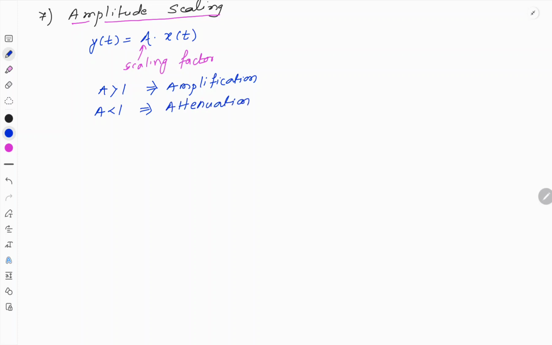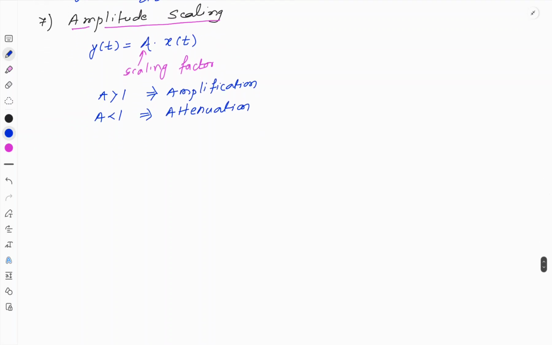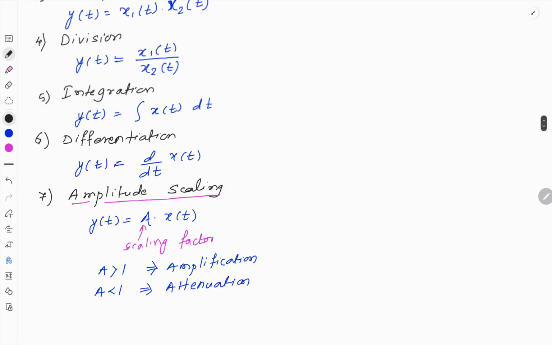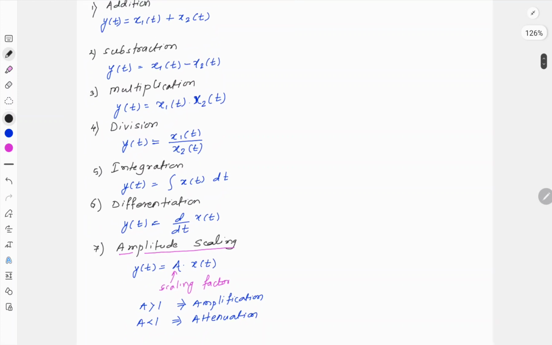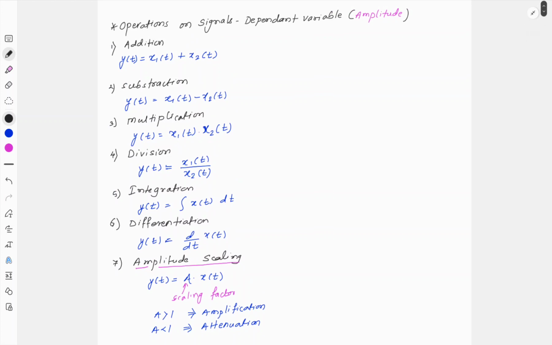It means that if I want to change the amplitude of a signal, I will be multiplying the amplitude with a factor a, and if this a is greater than 1, the amplitude of the signal is going to rise. Hence this operation is called amplification. If the factor a is less than 1, let's say 0.5, the amplitude of signal x will be reduced by 0.5. Hence this operation is called attenuation. So these are the different operations that can be performed on the dependent variable called amplitude.